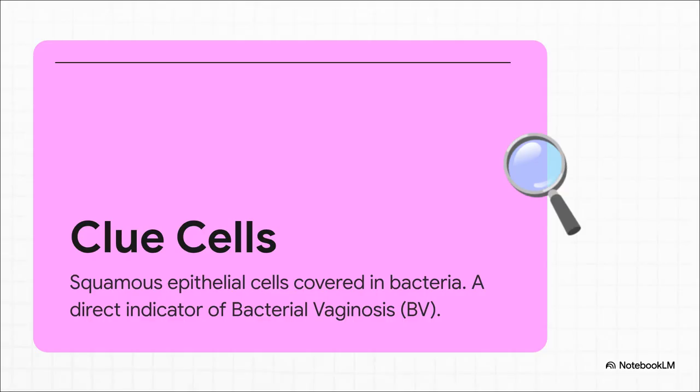And here is one more piece of evidence you just can't miss. It's called a clue cell. Now remember how we said squamous cells are usually insignificant? Well, this is the exception. It's a squamous cell that is completely covered in bacteria. It almost looks like it's been peppered. This isn't just contamination, folks. This is the diagnostic calling card for bacterial vaginosis. See this? You know the diagnosis.